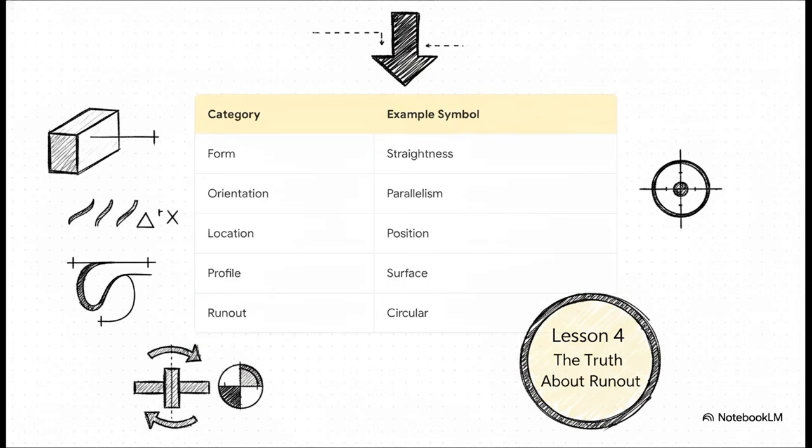This framework right here is your ultimate roadmap for the rest of this series. The standard outlines 14 primary symbols, and they are grouped into 5 strict categories. You've got form, which controls the shape of a single feature, orientation for managing angles relative to a datum, location, which we just tackled, profile for dictating the outline of complex surfaces, and runout, dealing with variation during rotation. Keep this mental map handy because we're going to be referencing it heavily, especially when we get into the truth about runout in Lesson 4.